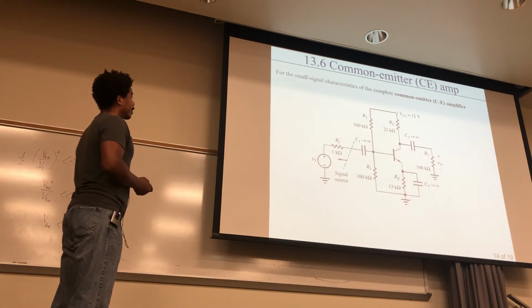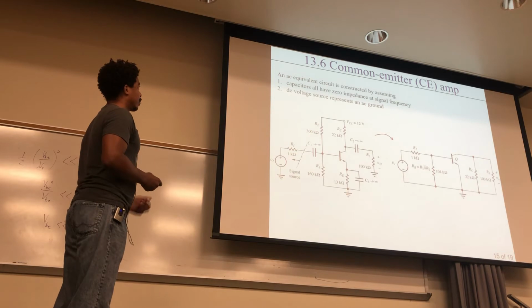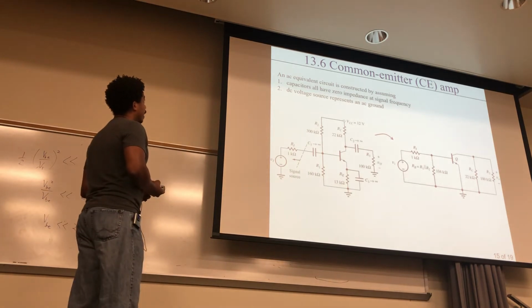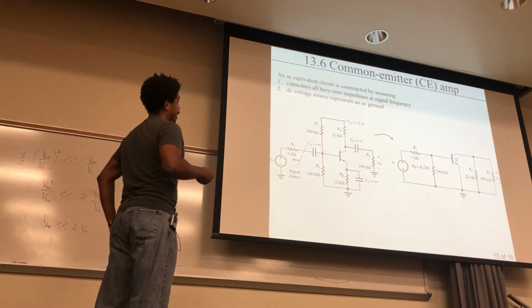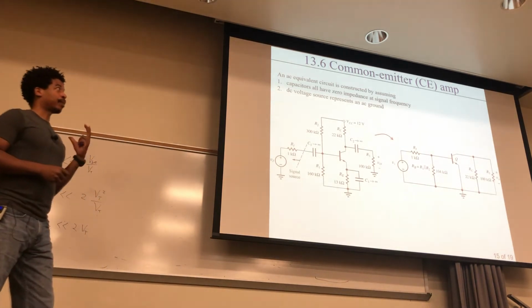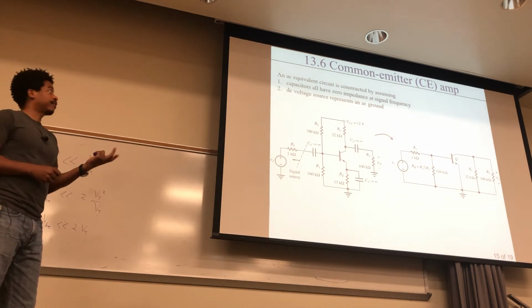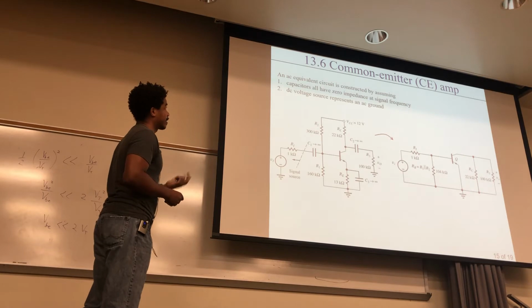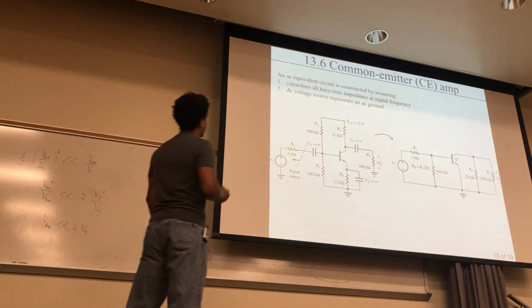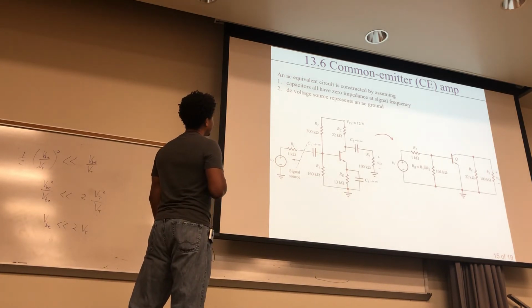So to look at the common emitter amp, this is what we'll do. First, we'll transform this into a more simplified version. So this is going to be the AC equivalent. We do the AC equivalent by assuming that all capacitors have zero impedance at signal frequency. They block DC, so it's like infinite resistance, or reactance. But for AC, the AC is able to get through quite easily. And also, this is important too, the DC voltage source represents an AC ground.